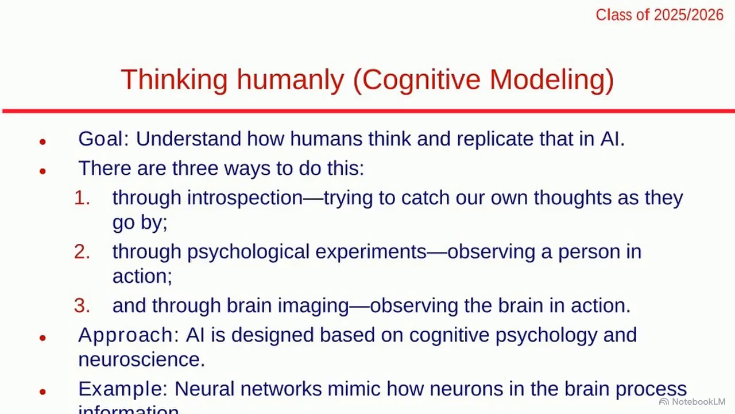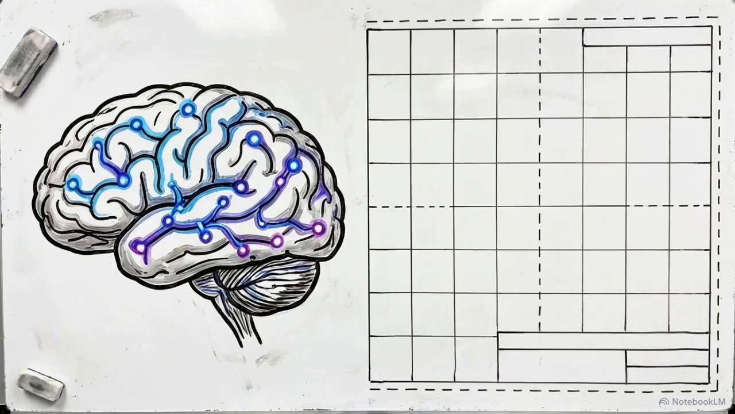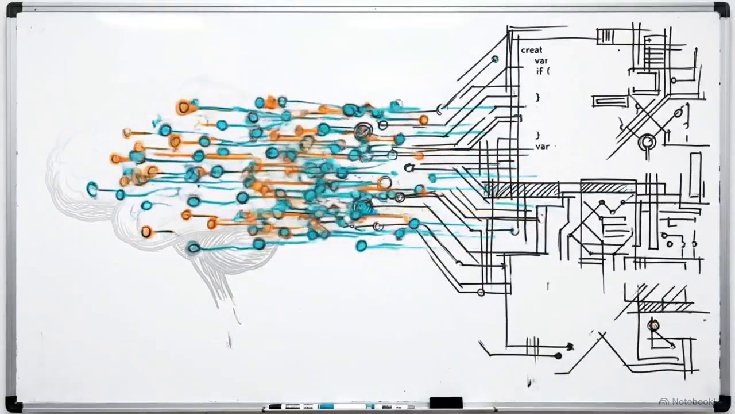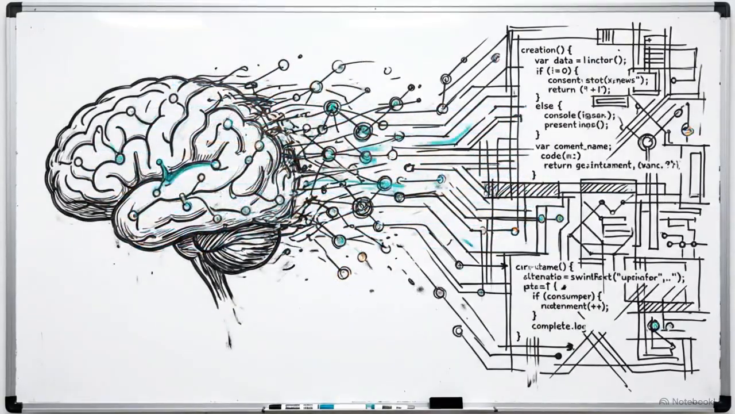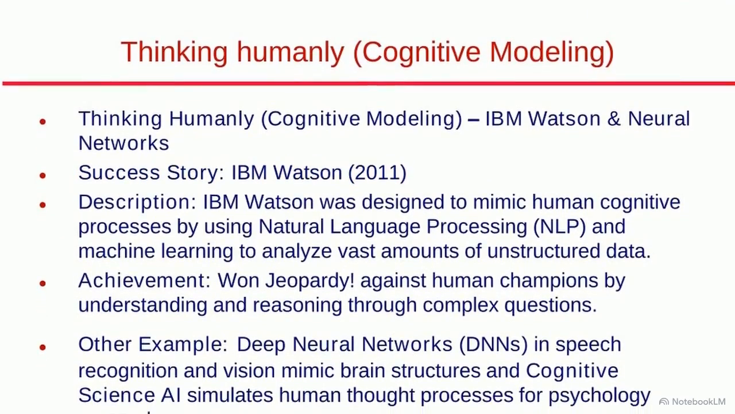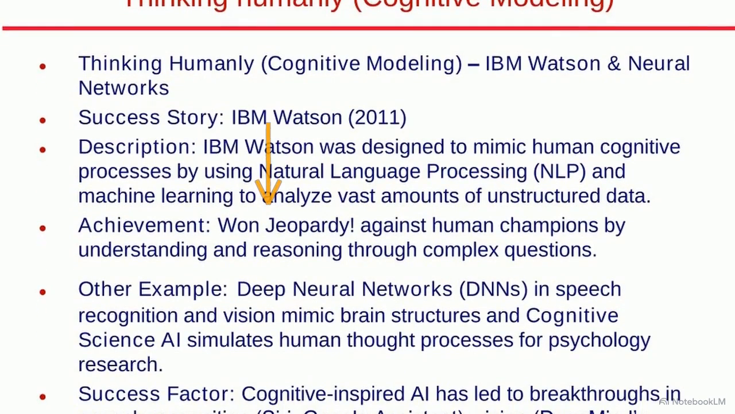Looking at the top left quadrant, we have the thinking humanly approach, also known as cognitive modeling. The methodology here is highly biological. It attempts to reverse engineer the human brain by relying heavily on insights from neuroscience and cognitive psychology to structure the machine's programming. A clear example of this was IBM Watson in 2011. By modeling human cognitive processes, Watson used natural language processing to analyze vast amounts of unstructured data, allowing it to reason through complex Jeopardy questions well enough to defeat human champions.